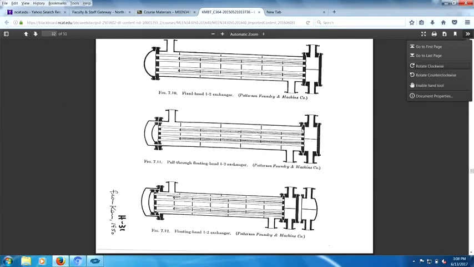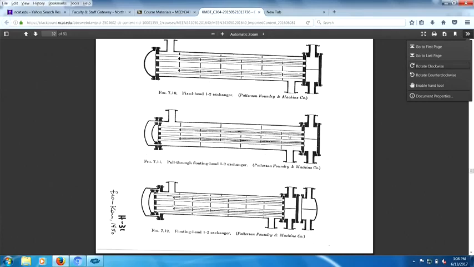In other words, I have enough service area or volume that I unbolt here and I pull, and I can pull that whole bundle of tubes out. So the length of the heat exchanger is actually somewhat doubled. And that gives me access to the tubes and lets me clean better in case I have severe fouling.